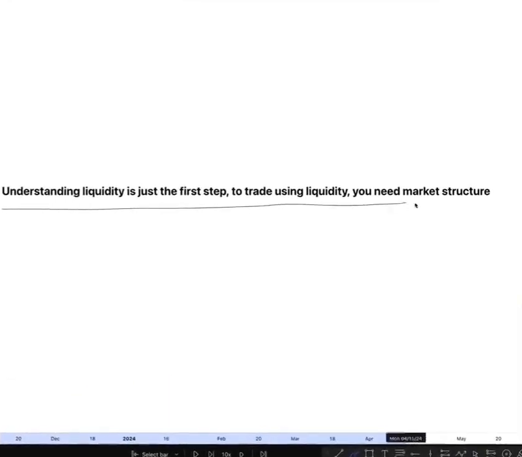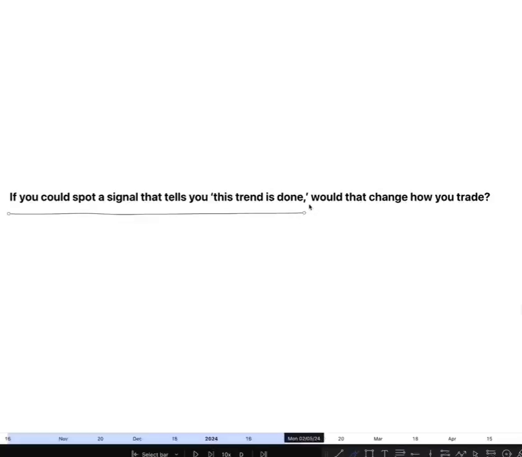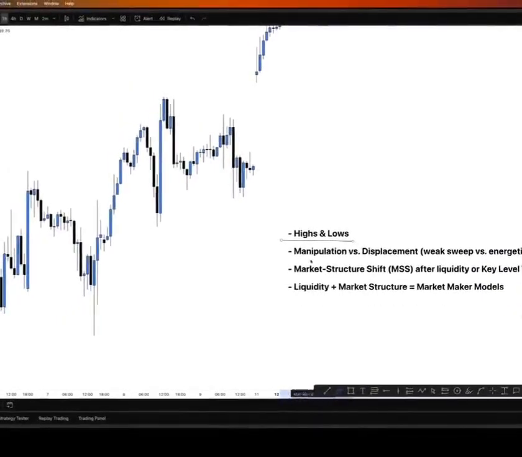In order to trade and execute using it, you need market structure. If you could spot a signal that tells you when the trend is over or when it's likely to continue, would that change the way that you trade? Simply put, market structure is just a series of highs and lows, but not all highs and lows are created equal. So we have to use a tool called manipulation and displacement to tell which we want to pay attention to.